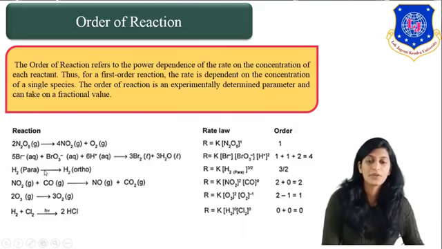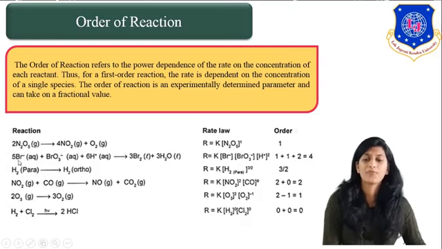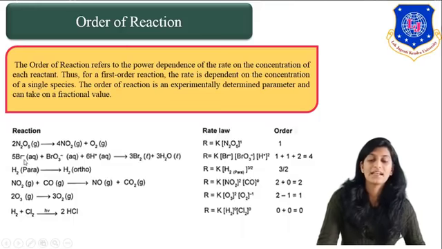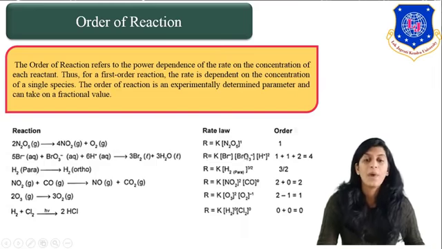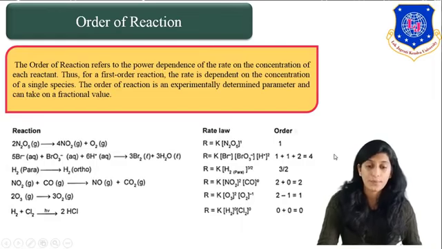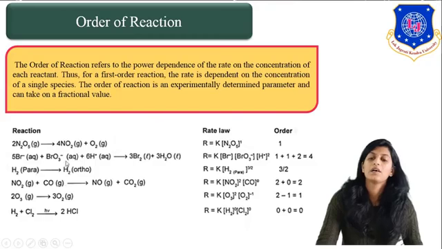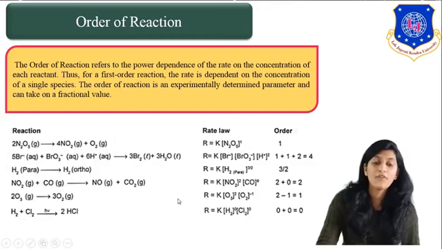If you come to this particular reaction, 5Br minus plus BrO3 minus plus 6H plus gives you this kind of product. But here you see that this is minus and this is plus. So if you combine their powers, then it will be 1 plus 1 plus 2, which is giving you 4. Right. So how is it coming to be 4? Here you can see easily using your rate equation. Right. So this is how we calculate order of reaction.